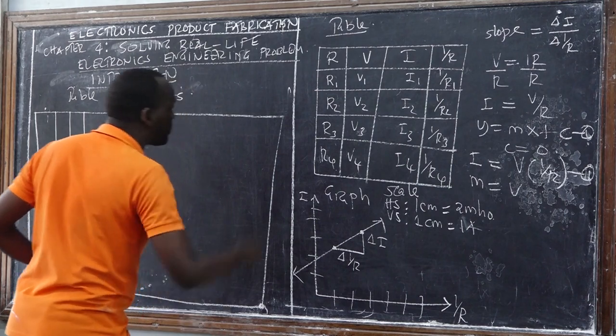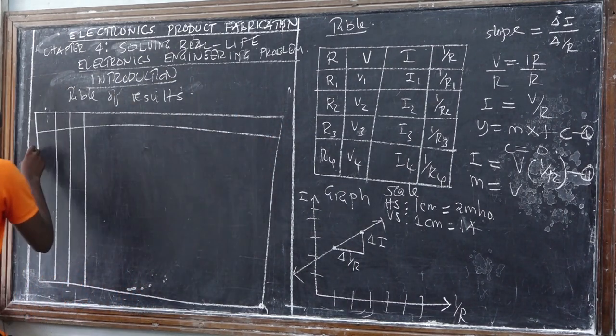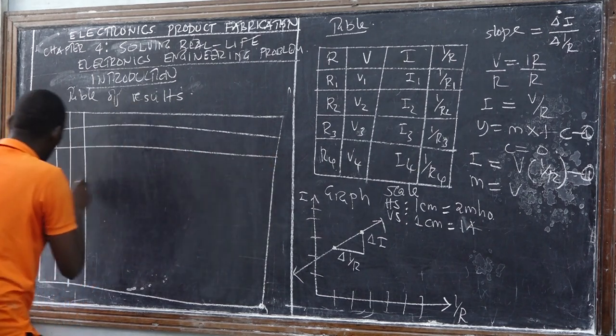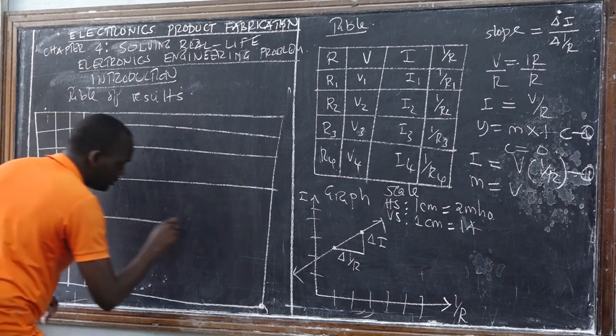These three columns will represent what? We represent only the first column of resistor. The first column of resistor. And then this one.